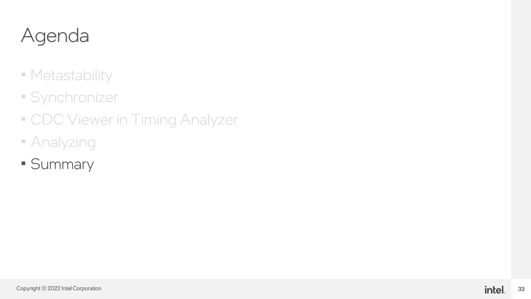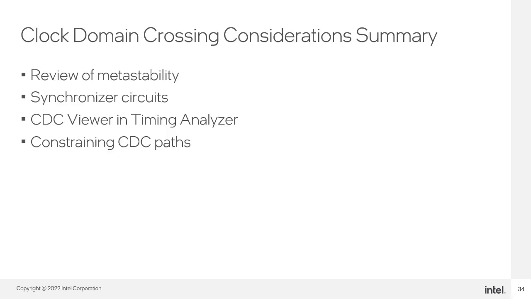Now for the summary. I did a brief overview of what metastability is and how it can affect your designs. I then went over synchronizer circuits and how you can use them to help mitigate metastability issues. I went over the CDC Viewer and Time Analyzer, and how the user interface can help you navigate through the different clock domains that may exist in your design. I then went over a simple circuit to analyze its clock domains in CDC Viewer, and then constraining the design to effectively go from one clock domain to another.